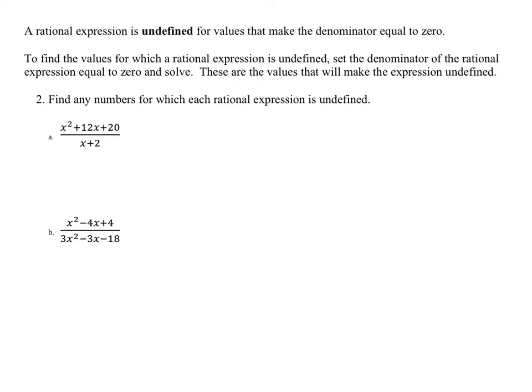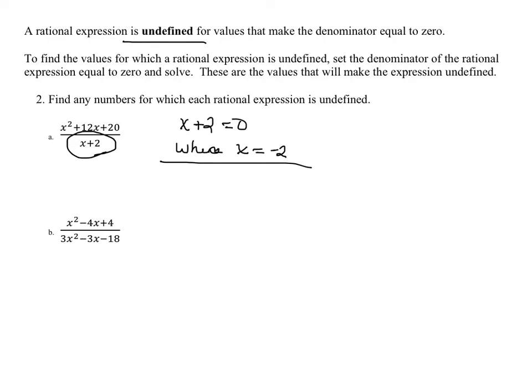A rational expression is undefined for values that make the denominator equal to 0. So all we need to do is look at the denominator, see what x value makes it 0, and write the expression will be undefined when x is equal to whatever. But I'm going to express it 2 ways. Okay, here we go. Let's take a look at number 2a. X plus 2. I don't even need to look at the top. I can say x plus 2 is equal to 0 when x equals -2. So we can state this 2 ways.